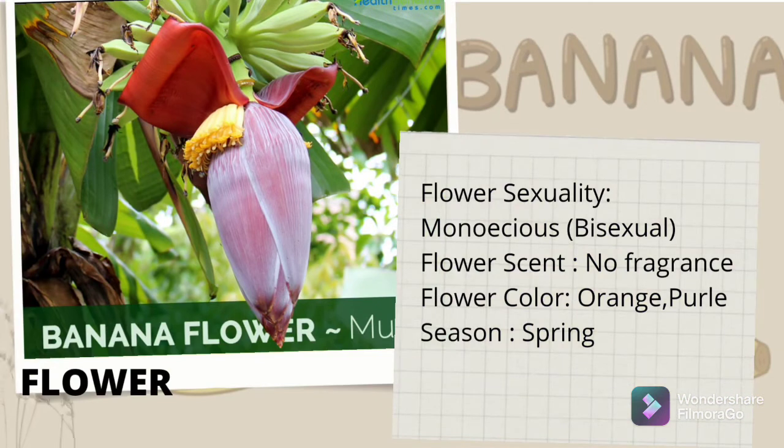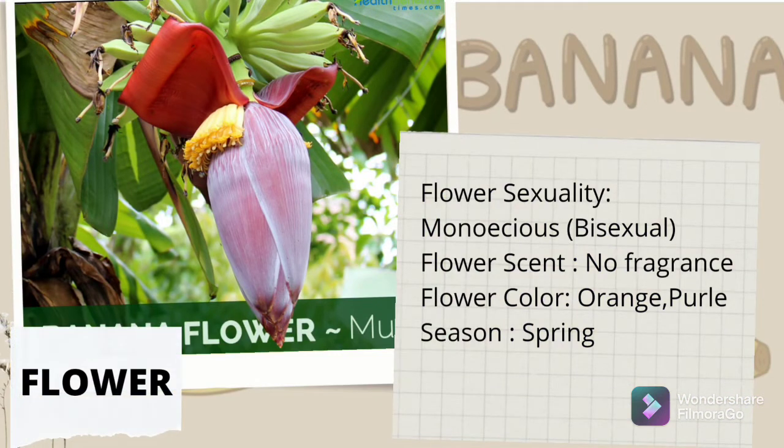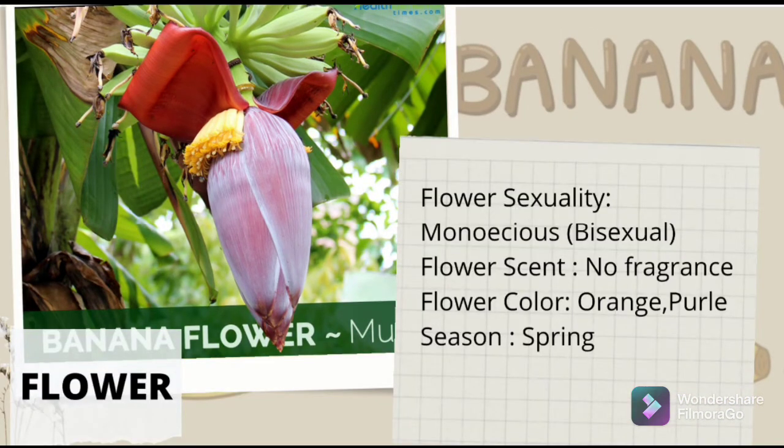Next, let's move on to the flower of banana. In its flower sexuality, the banana is monoecious bisexual. It means each flower has female and male organs, and both of which are functional. And next is its flower scent, no fragrance. And next is flower color. The color is orange and purple. And the season is spring.